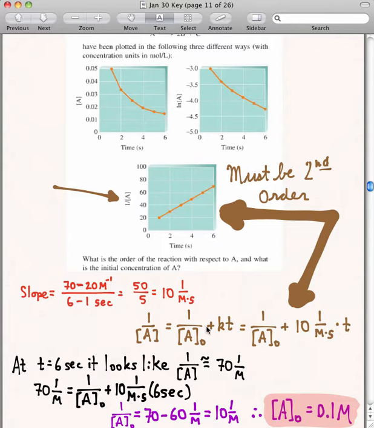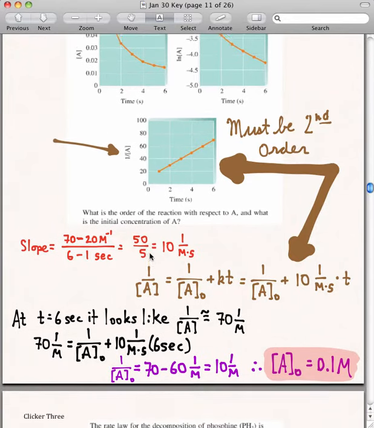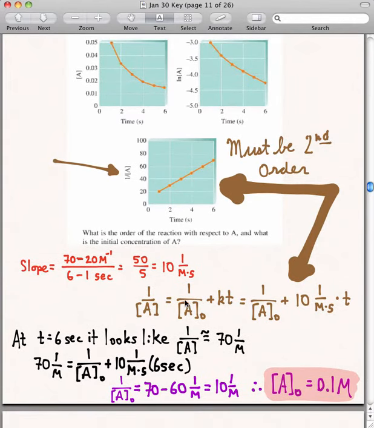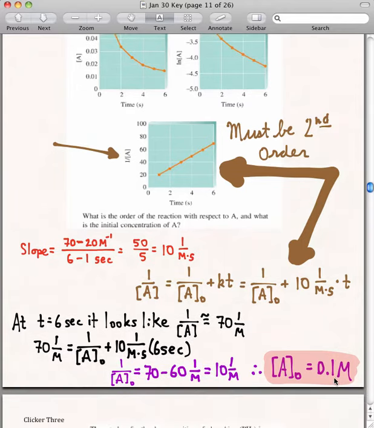Or I could write, since it's second order, rate equals 10 times the concentration of A to the second power, squared. And in this second order integrated rate equation, the constant is 10. If I wait 6 seconds, and my concentration at 6 seconds was 1 over 70, then my concentration at the beginning would be 0.1 molar. Interesting.